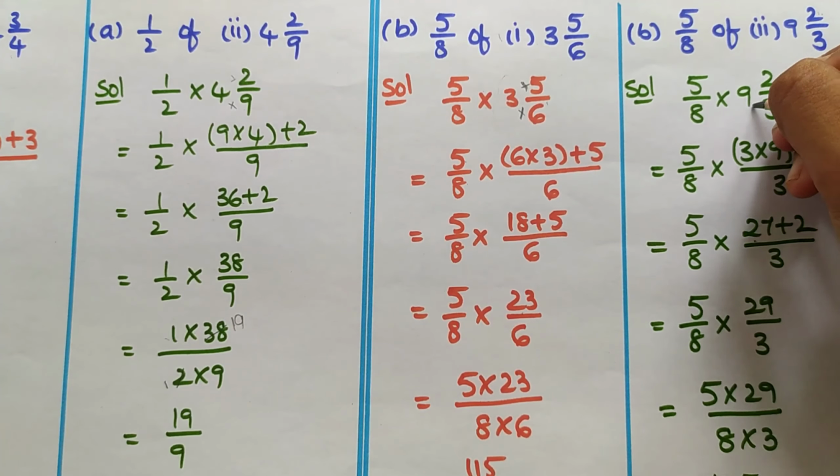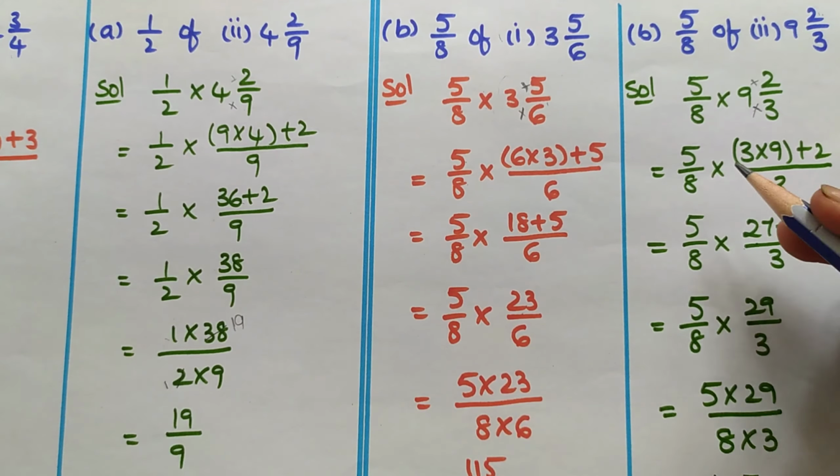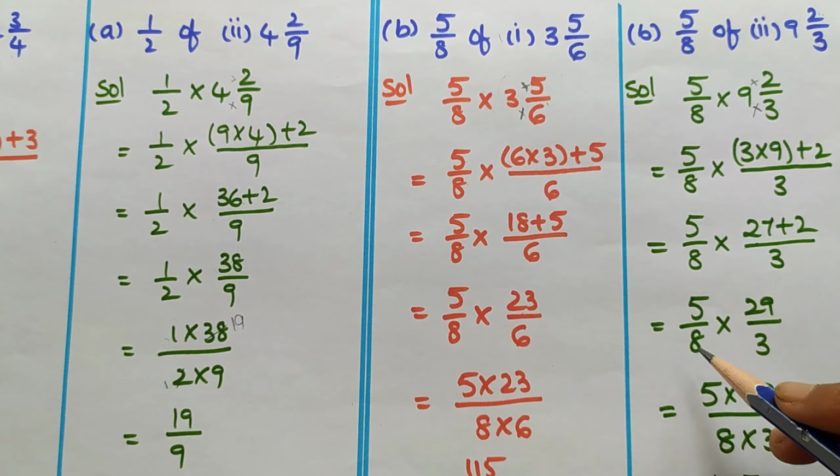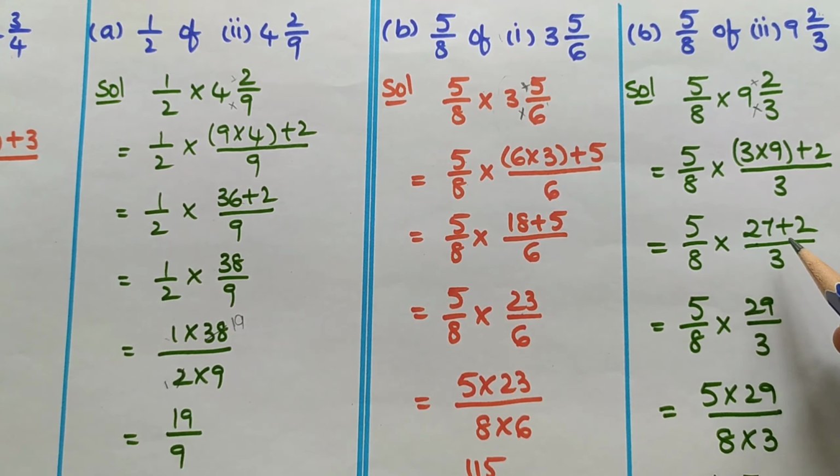So 3 into 9 plus 2 by 3. So 5 by 8 into 3 into 9 plus 2 by 3. 3 into 9 is 27 plus 2 is 29 by 3. So it is 5 by 8 into 29 by 3.